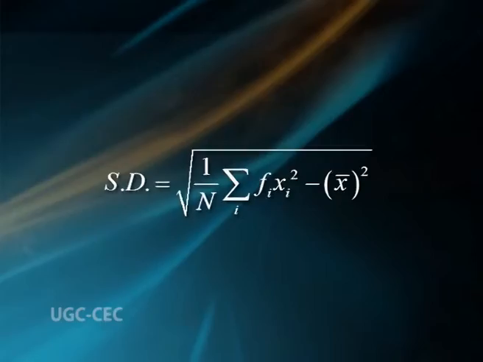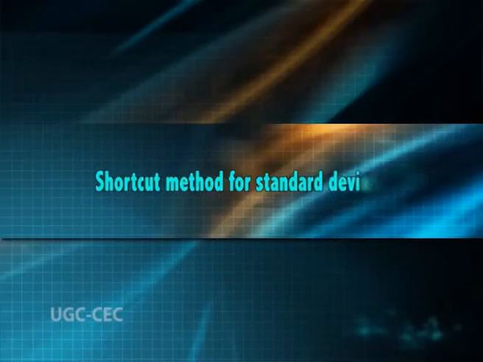For the frequency table form of observations, SD equal to square root of 1 by capital N summation over i fi xi square minus x bar square. Shortcut method for standard deviation. If the observations are big numbers, we can use the shortcut method to reduce the calculations involved in finding the standard deviation of the set.